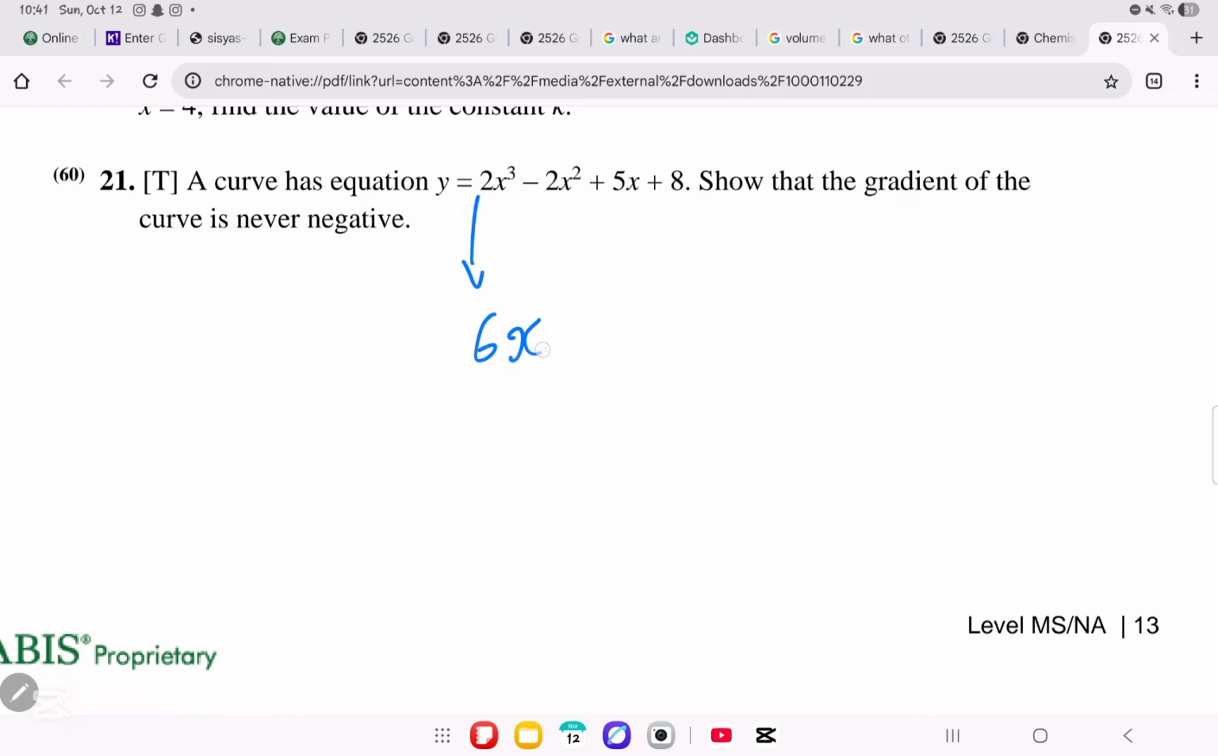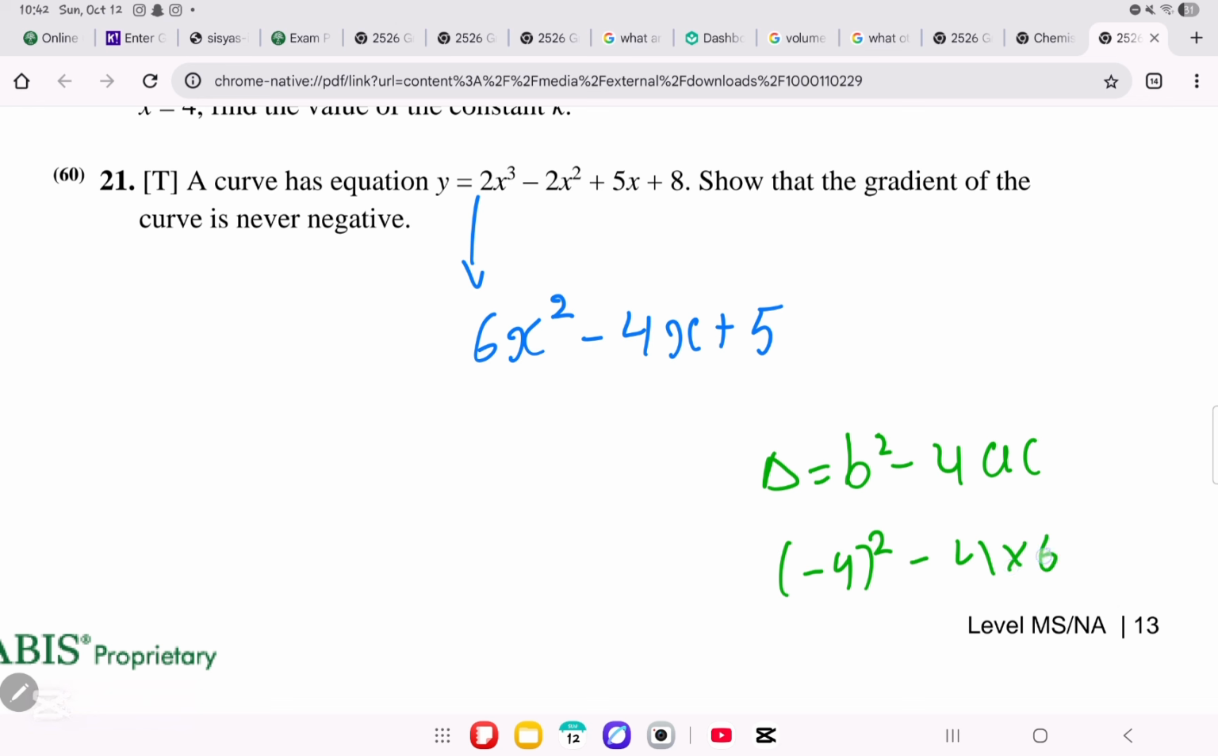It will be 6x squared minus 4x plus 5. So let us find the roots by using the discriminant, b squared minus 4ac. So it's going to be minus 4 squared minus 4 times 6 times 5. So put it on the calculator and you will get minus 104.